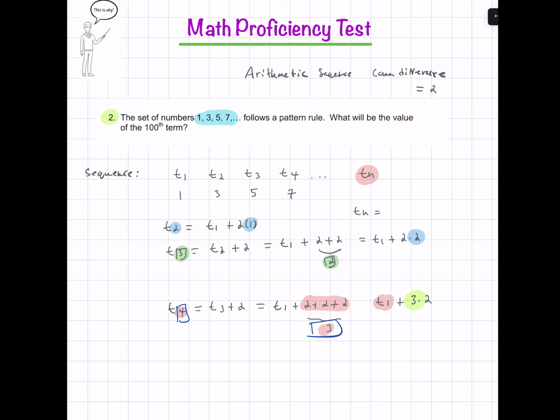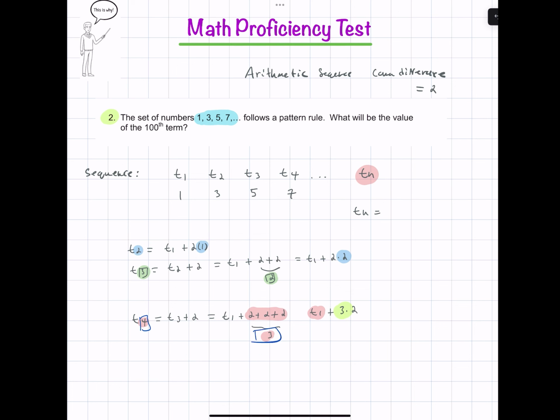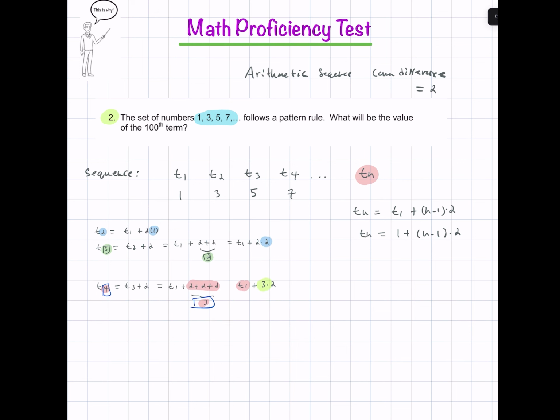So what's Tn going to be? Well, I'm always adding up, or I'm multiplying. In fact, it's both. So I'm adding n minus 1 2's. Whatever the term number is, I'm adding up 1 less than that number of 2's, which is the same as multiplying 2 by 1 less than the term number. Here, the term number was 4, so I multiply 2 by 3 and add it to T1. Here I had T3, so I multiplied 2 by 2 and added it to T1. So Tn is going to be T1 plus n minus 1 times 2. And of course T1 is 1, so Tn is going to be 1 plus n minus 1 times 2. And this is my general formula for the sequence.